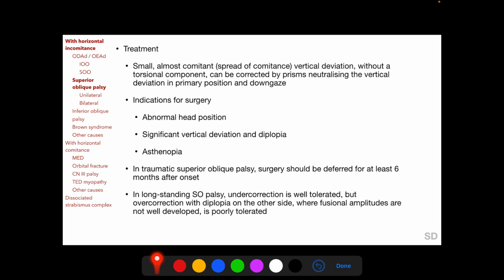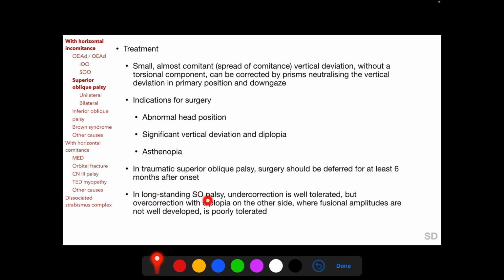Superior oblique palsy with small, almost comitant vertical deviation without a significant torsional component can be corrected by prisms neutralizing the vertical deviation in primary position and down gaze. Indications for surgery in superior oblique palsy include an abnormal head position and significant diplopia. In traumatic superior oblique palsy, surgery should be deferred for at least 6 months after onset to allow the traumatized muscle to recover spontaneously from the palsy.